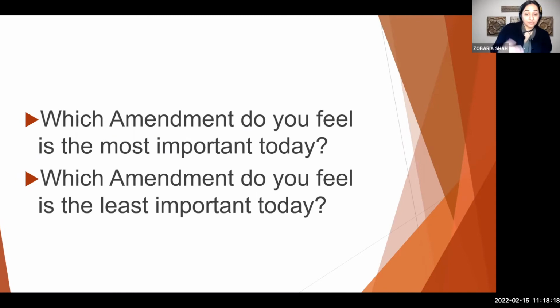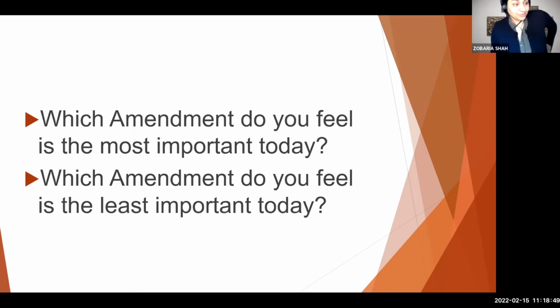I have a couple of folks typing in online as well. It says the First Amendment is the most important, and the third is the least important. I have someone else stating that the Second Amendment is the most important, and the Third Amendment is the least important. We are seeing a bit of a pattern. We have most people saying that the Third Amendment is the least important. And as of right now, since we don't have to deal with the quartering of troops, it makes sense.